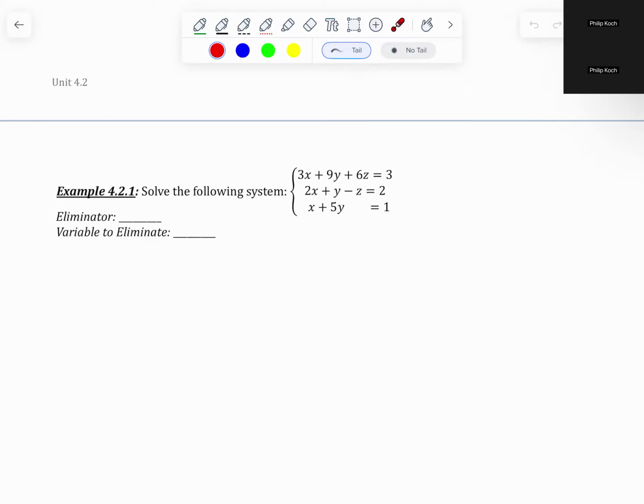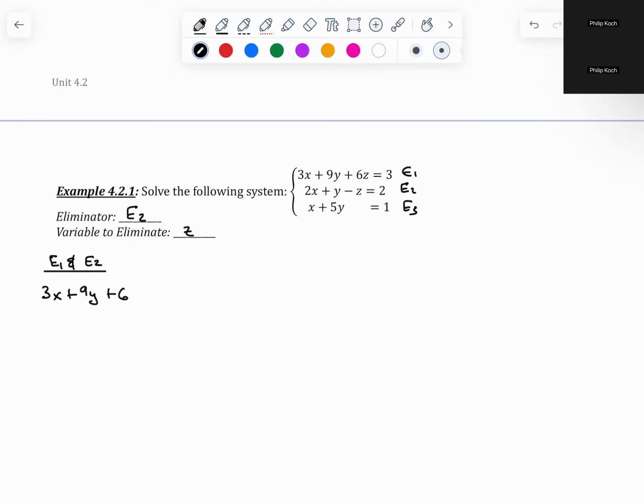So I'm going to do that, but there's nothing wrong with choosing a different variable. As long as you're consistent, it might take a little longer, but it will still get you there in the end. So I'm going to eliminate Z, and I forgot to label these ones E1, E2, and E3. I'm going to make E2 my eliminator. So first I'll do E1 and E2. And so we've got 3x plus 9y plus 6z is equal to 3. And then 2x plus y minus z is equal to 2.